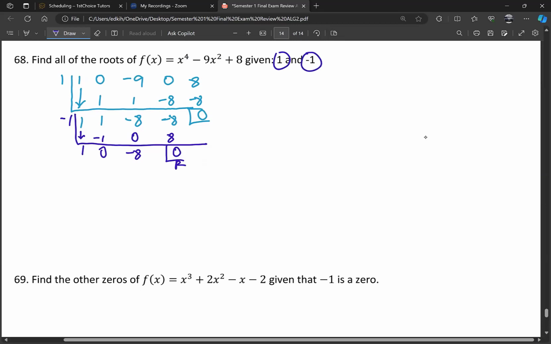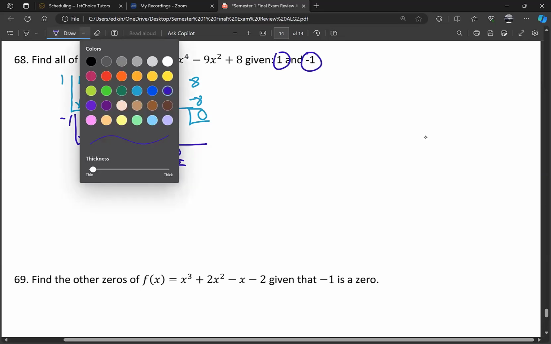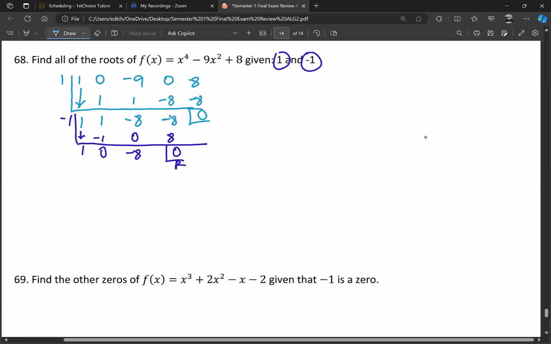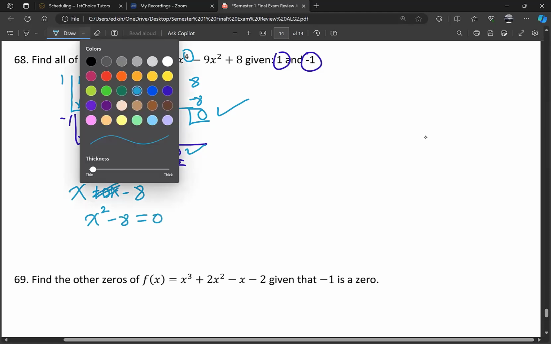We want to find all the roots. So remember this, every time you've divided, you have brought the degree down. So we started at the 4th power. When we divided the first time, it brought us to the x to the third. The second time, we now have x to the second. So these are the coefficients. We now have x squared plus 0x minus 8. But again, 0x doesn't make sense to have here. So I'm going to rewrite this as x squared minus 8 equals 0 since we're solving.